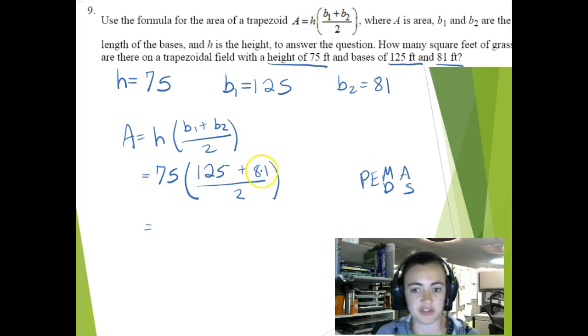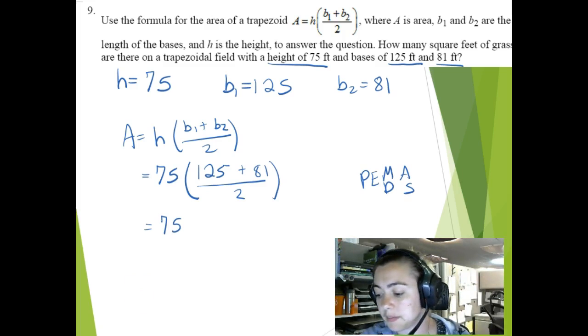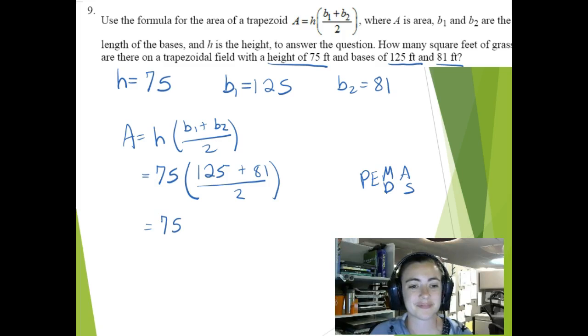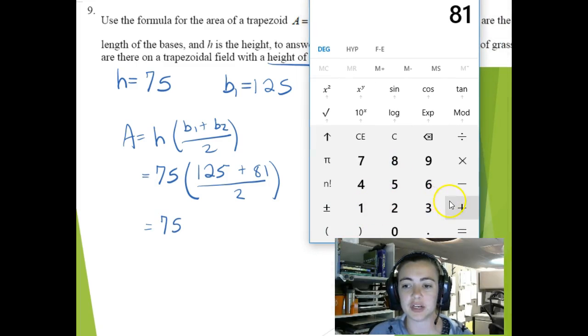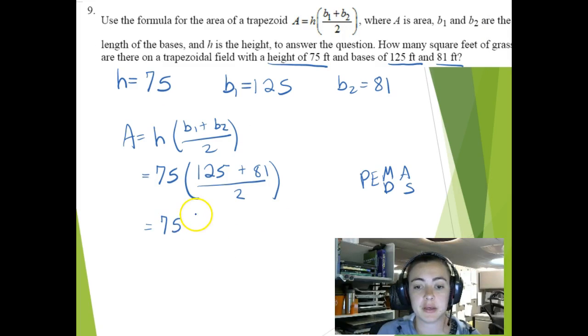So we have to tackle all the stuff in the parentheses first, and then that means that we have to tackle the multiplication division first, which is this whole top thing divided by this 2. So I have to do 125 plus 81 first. So you can type that in your calculator. I can pull up my calculator here. So I have 81 plus 125. That is 206.